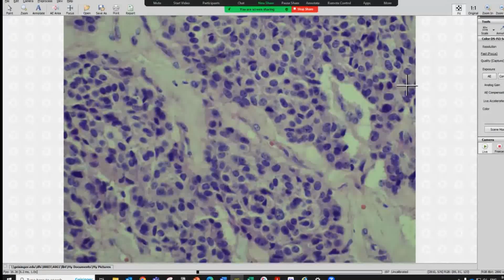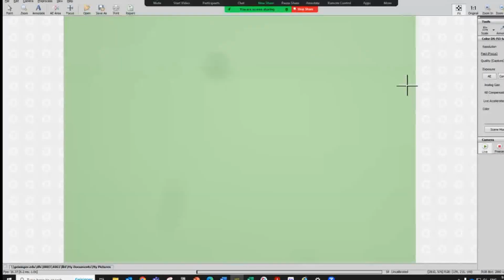I think this one is really easy, but you need to bear in mind that you really need to rule out any metastasis from other organs, like the lung. So let's move to the next one.